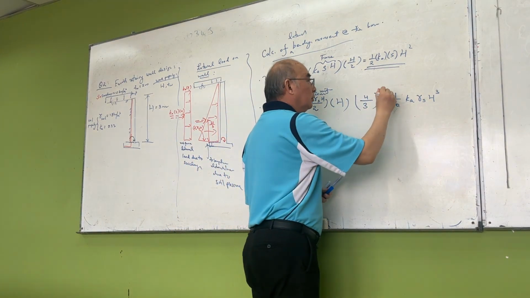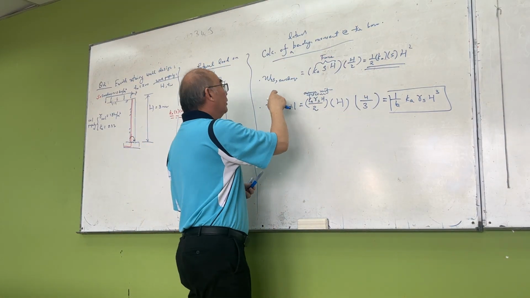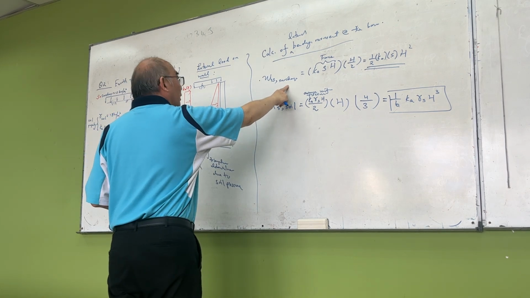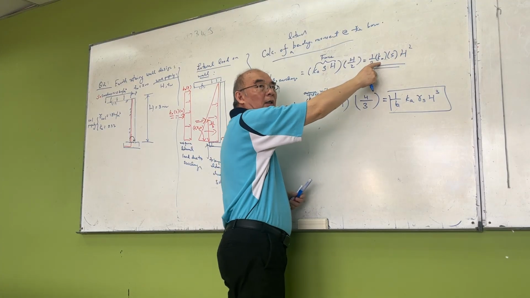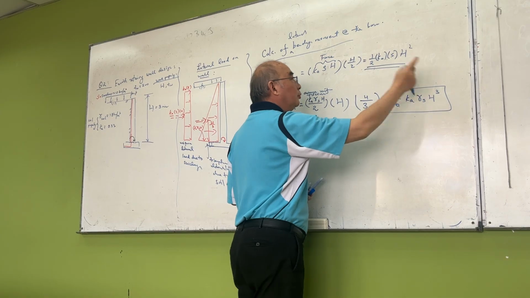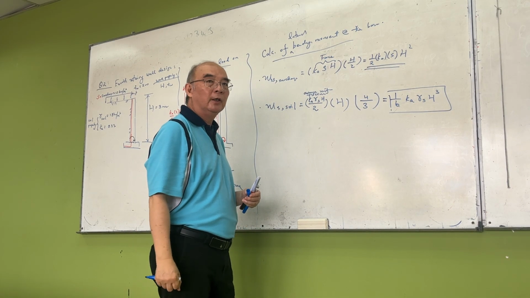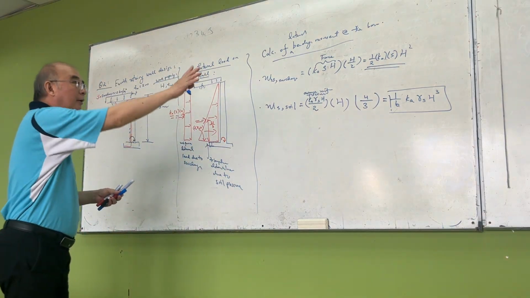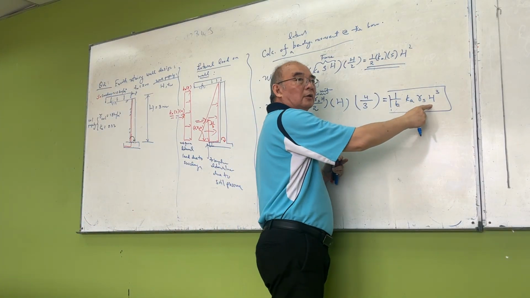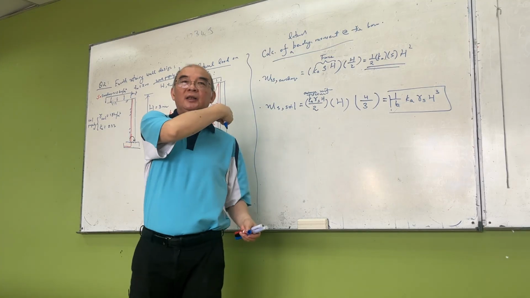So you could remember this. Understand? So immediately you can say, okay, the moment due to my surcharge is 1/2 of Ka S H squared. This is 1/6 of Ka gamma H cubed. Alright? So if you can memorize this formula, then you just stick it in. So you just use this number to practice.